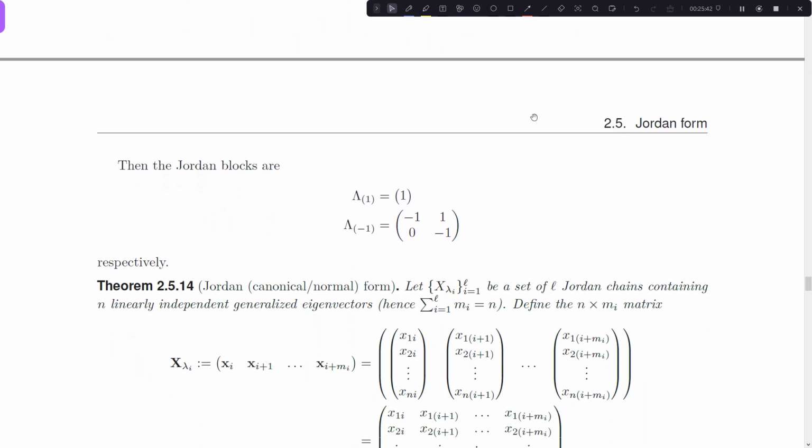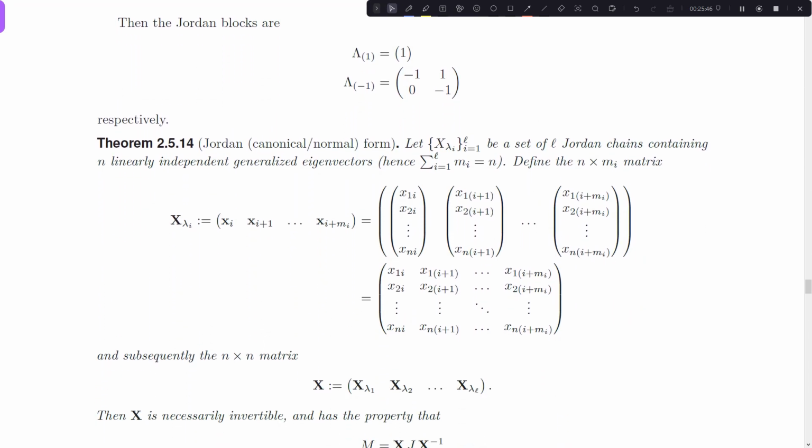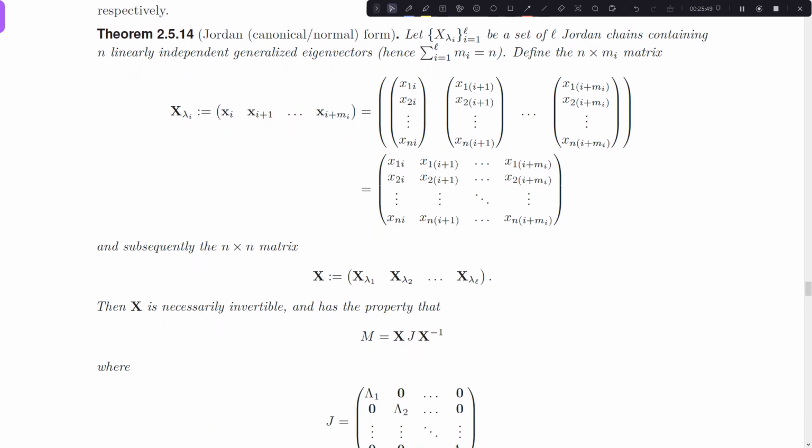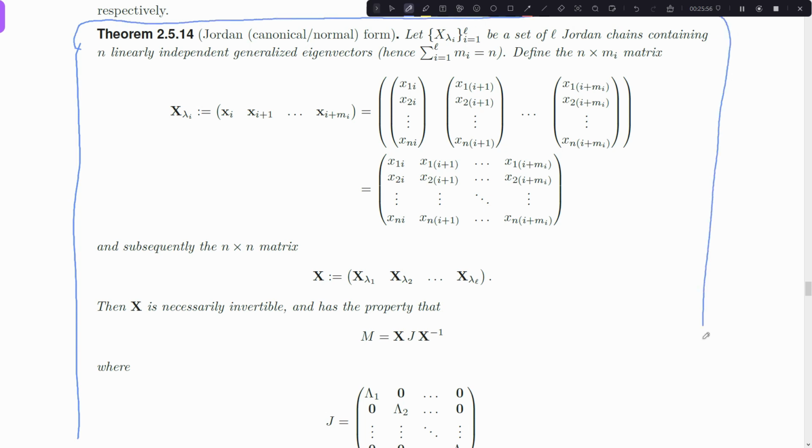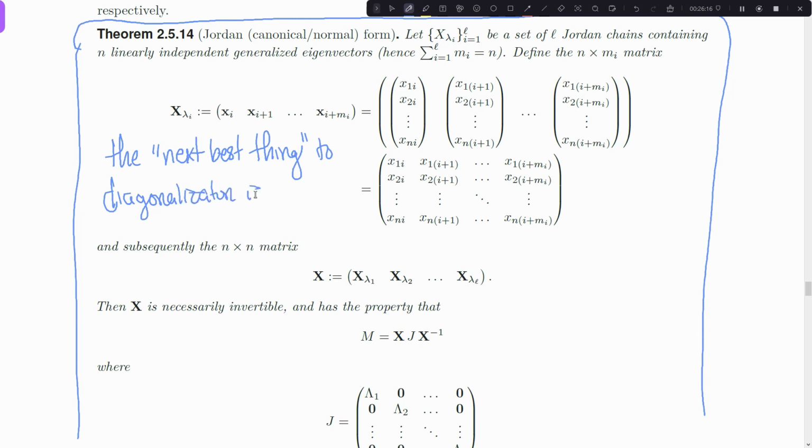And finally, we get to this theorem. Okay, so this theorem is really tricky, kind of. It's notationally heavy, or it's even verbally heavy. It's verbose, but it's important. So basically, what this says is that the next best thing to diagonalization is Jordan blocks instead of diagonals.